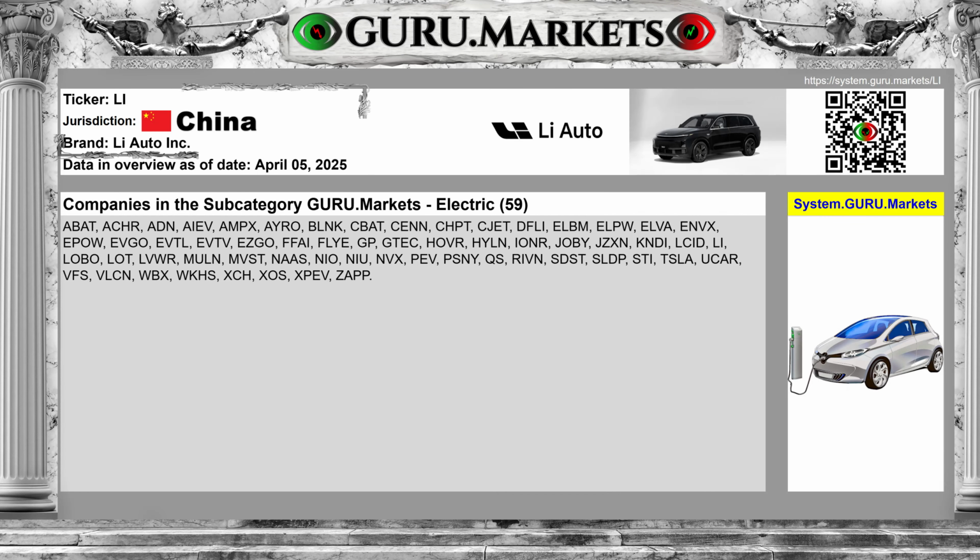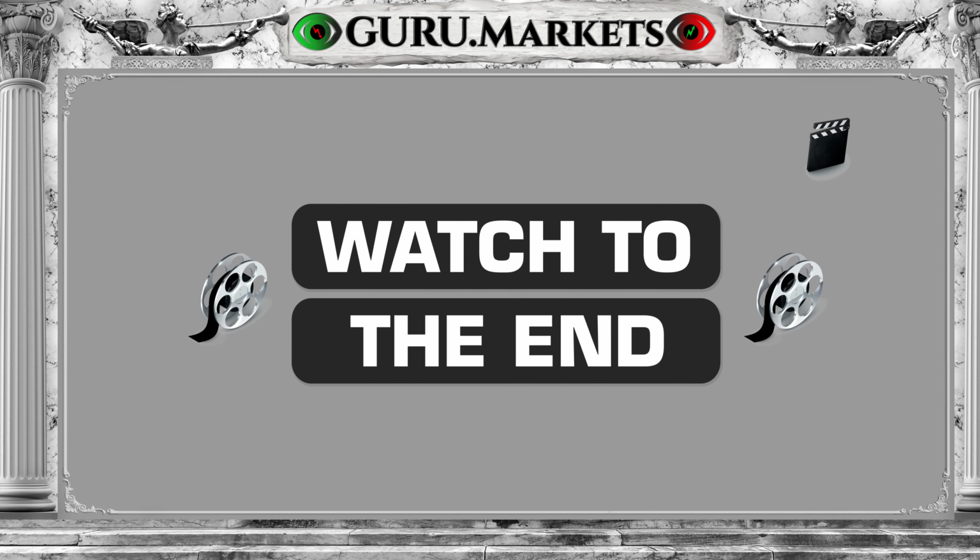We will analyze the main indicators of the company Li Auto Inc ADR, ticker LI. This review is based on data as of April 5, 2025. By classification Guru Markets, Corporation Li Auto Incorporated belongs to the subcategory Electric. 59 companies participate in the comparison, and this is very representative. We will see the order table towards the end of the video.